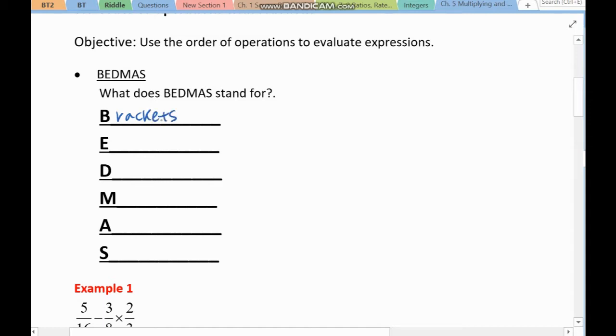Brackets. E stands for exponents. D stands for division. M stands for multiplication. A is addition. S, subtraction.